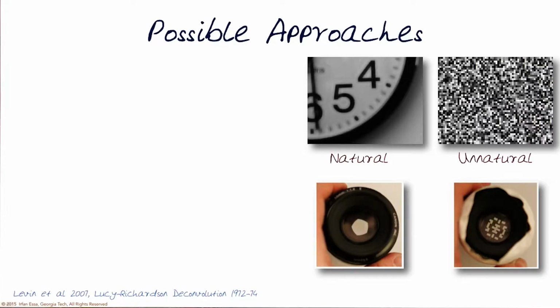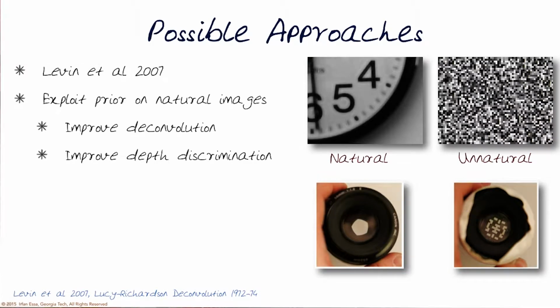Now, how do we actually compute these types of things for images? How can we actually deblur images that are blurred because of focus? So here are two different sets of examples. These are approaches proposed by Levin et al. in 2007. Basically, the first of the two methods they proposed is to exploit prior information on natural images.